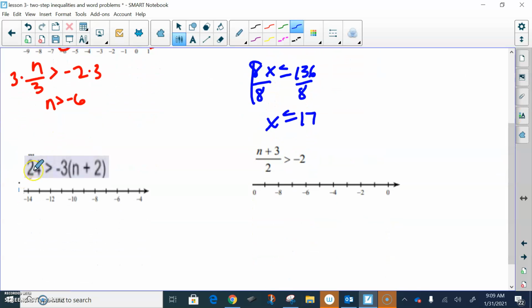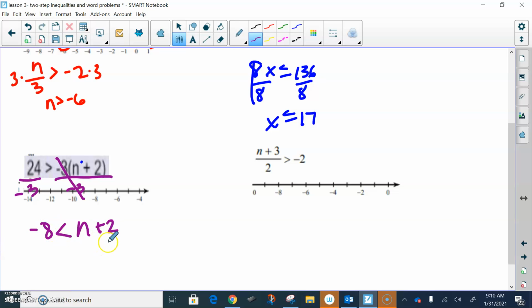Okay, your first instinct on this one probably is to distribute your negative 3, and there's nothing wrong with that. That's perfectly fine. But let me show you a little shortcut. Because that's multiplication, you can get rid of it right away. So maybe I want to divide each side by negative 3, and boom, it's gone. It saves us a little bit of work. But don't forget we're dividing by a negative. When you divide by a negative, we've got to flip that sign.